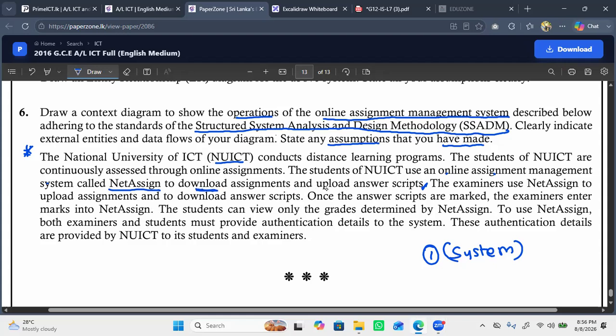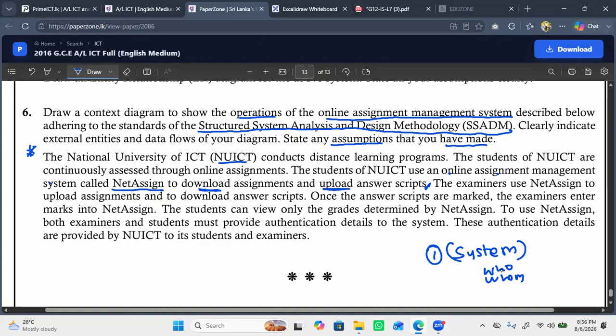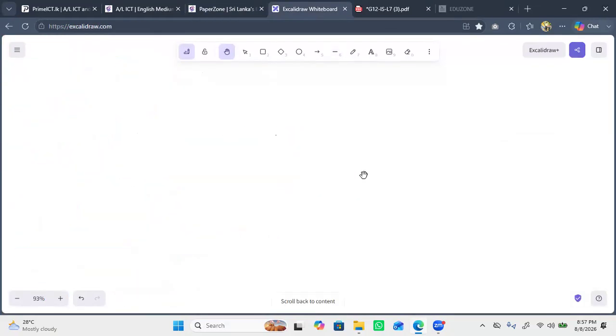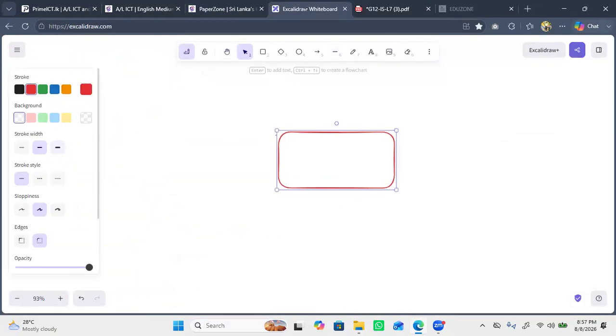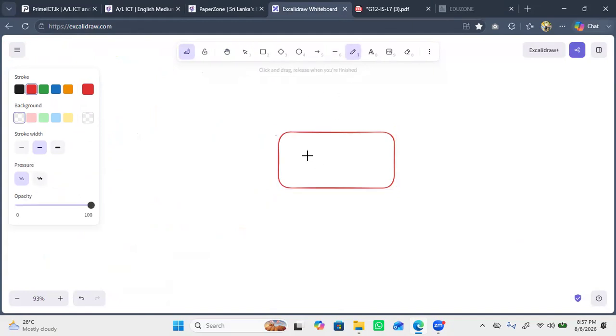Downloading assignments, uploading answer scripts. Now I have who, whom, what. I have students, whom, NetAssign, what, answer scripts, download assignments. Okay, I can draw this. I can start drawing. Let's start drawing. I'll draw the system. I'll say this is NetAssign. This is the system NetAssign.